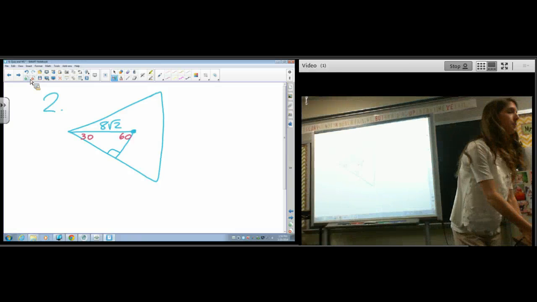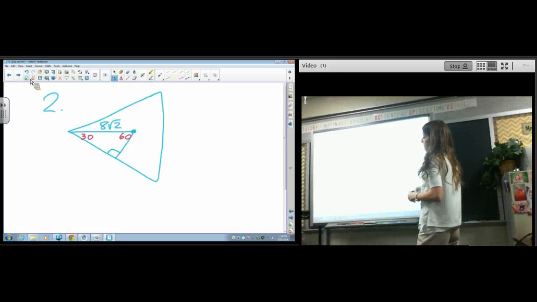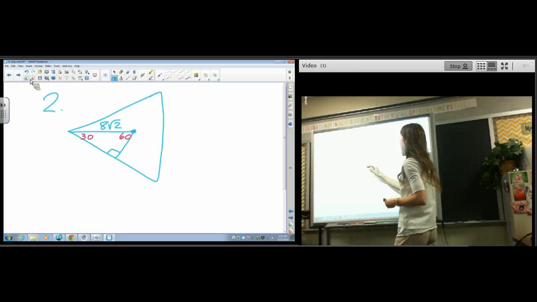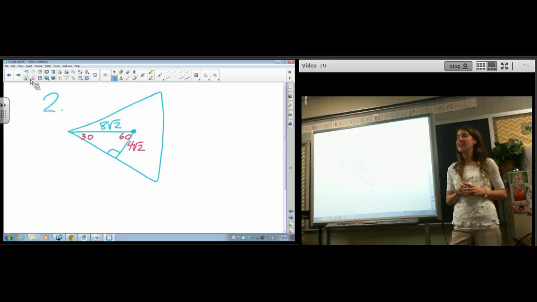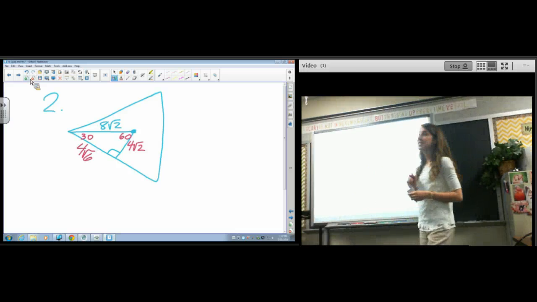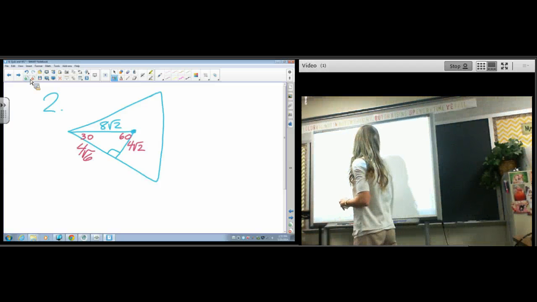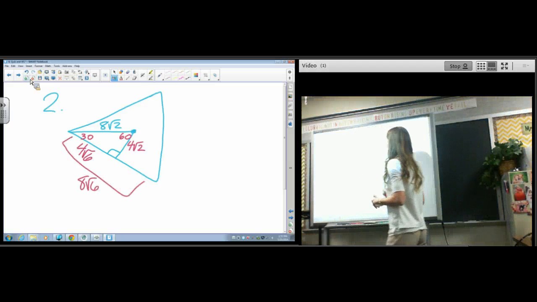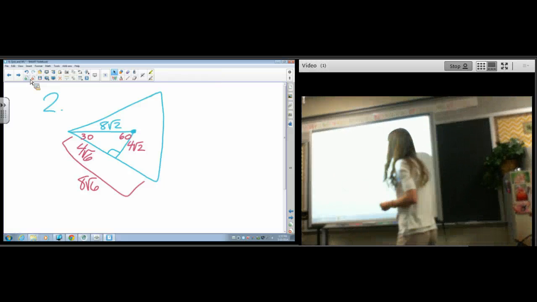All right. So, Blake, across from 90 is 8 root 2. What goes across from 30? Half of 8 root 2. 4 root 2. Yes, very good, Blake. And Thomas, what goes across from 60? 4 root 2 root 3. Yes, 4 root 2 root 3, which is root 6. 4 root 6. Very good. Be careful. The side is not 4 root 6. What's the side? 8 root 6. Very good. So we have all the pieces. Now we're ready to plug them in to the puzzle. All the pieces of the puzzle.